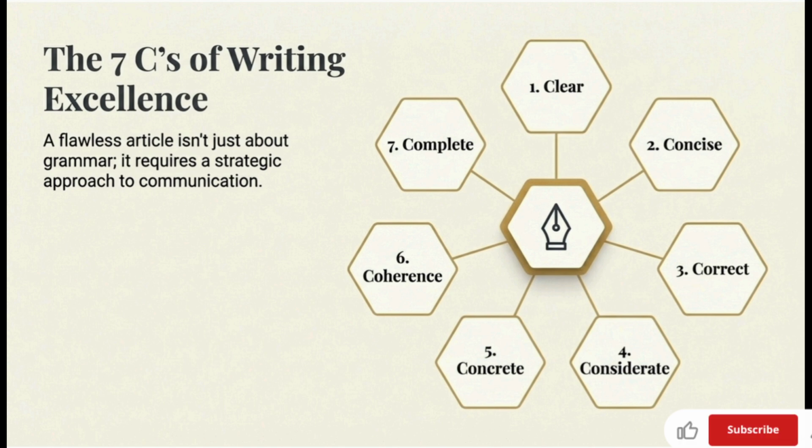Coherence and completeness. Another important quality of good writing is coherence. Each sentence should connect smoothly with the next so that the article flows naturally. Your article should also be complete, with a proper beginning, middle, and conclusion.